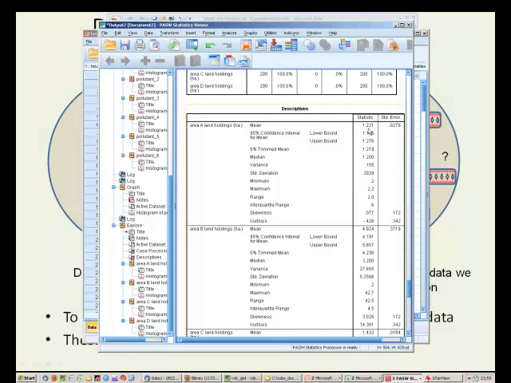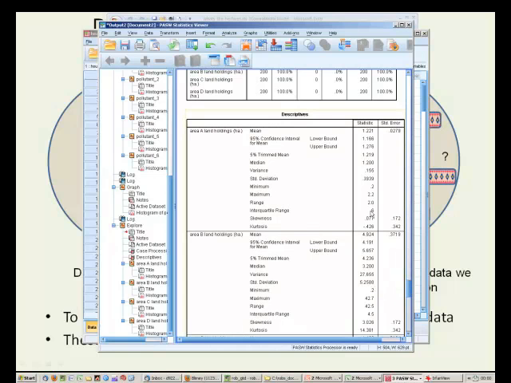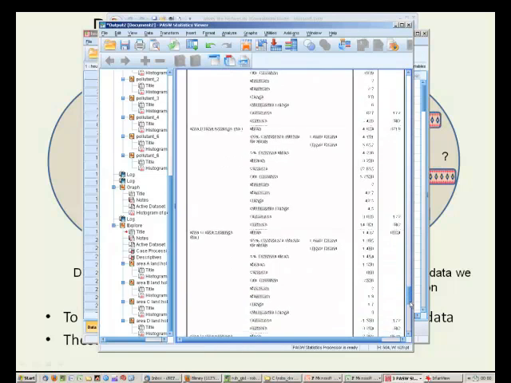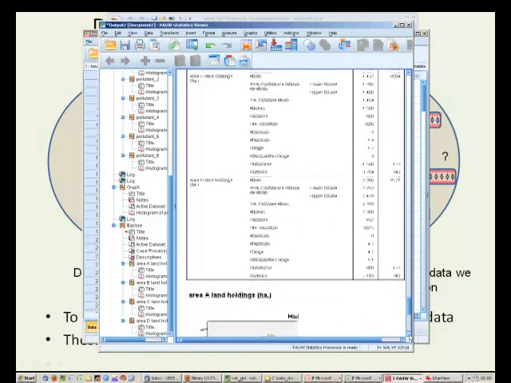Here are the means for each one. So that in area A, mean land holding is 1.22 hectares, and area B it's 4.92. The medians are 1.2, 3.2, gives us standard deviations as well. And a number of other things, gives us things like range, the interquartile range. So all of it's done automatically. Now beneath here we should find that it's done some histograms as well.